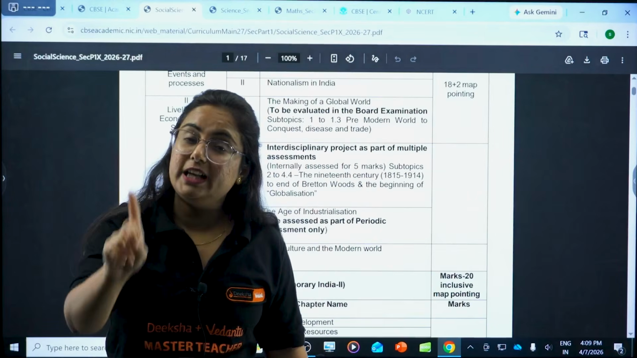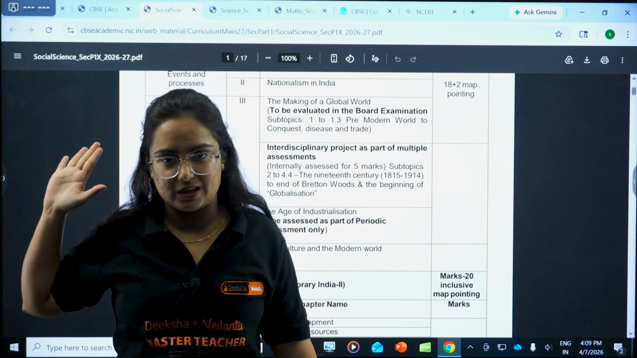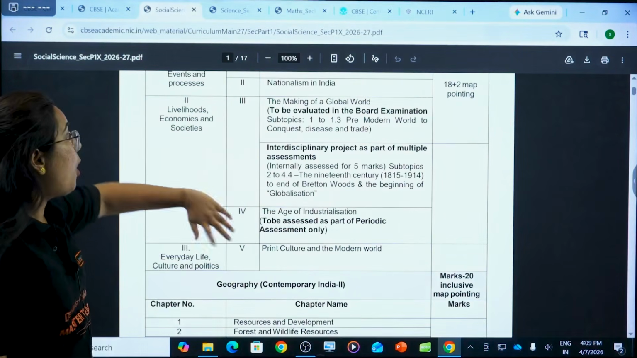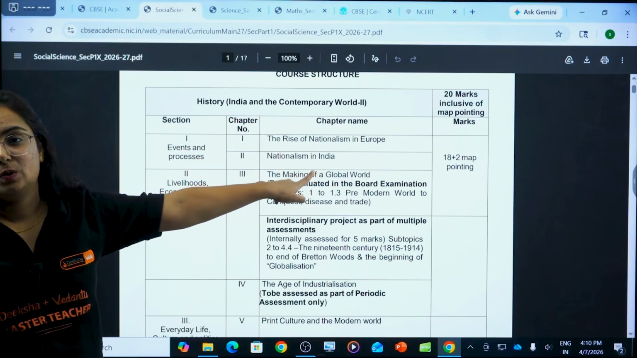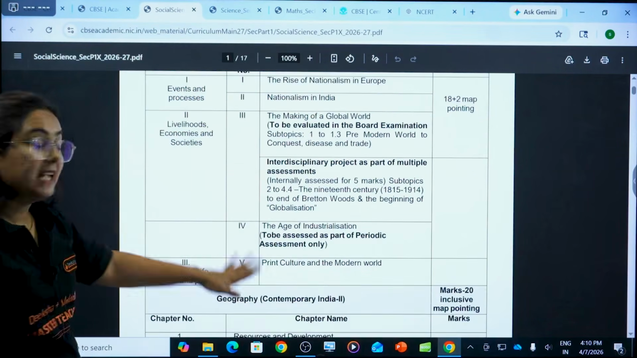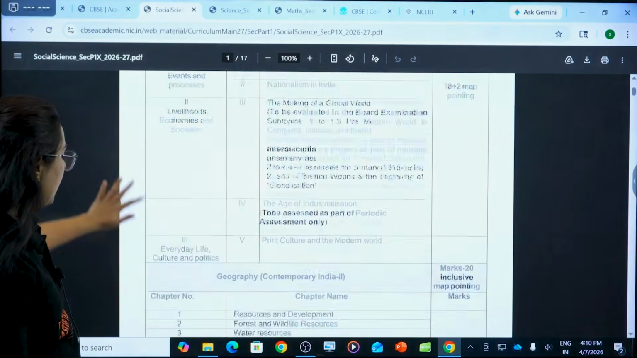In that test only, once this chapter will come, and will never come in the final examination. Which chapter? What is the name? The Age of Industrialization, 4th chapter of the book. What was the book's name? India and the Contemporary World 2. The first one you studied last year. Get it? The last chapter, 5th chapter, that is Print Culture in the Modern World, will come thoroughly, will come fully.